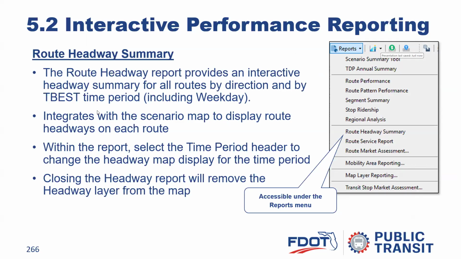The route headway report provides an interactive headway summary for all routes by direction and by TBEST time period, including weekday. It integrates the scenario map to display route headways on each route. Within the report, you select the time period header to change the headway map display for that time period. When you close the headway report, it will remove the headway layer from the map. And that goes for the interactive reporting as well.